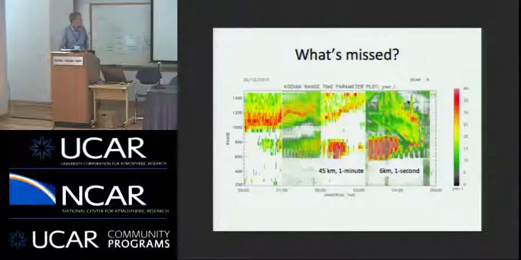Here's another example. This is looking at a standard resolution from SuperDARN, and this is 45 kilometers, 1 minute. That's our normal sampling. If you go to looking at, say, 6 kilometers in 1 second, it's just tremendously different in what you see in the ionosphere. All of this structuring is completely missed in the standard data product.